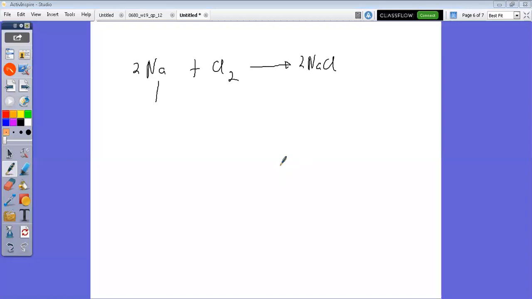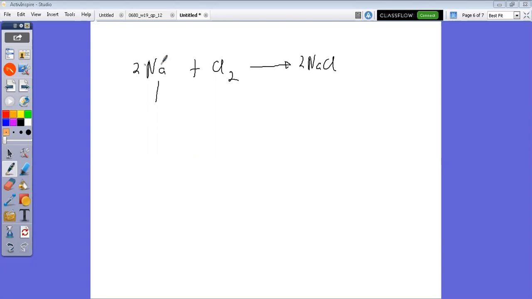What's the oxidation state? It's not 1 plus, it's wrong. What did I say? Go back to your rules. What's the first rule? Every atom, every element, every compound has got an oxidation state of 0.